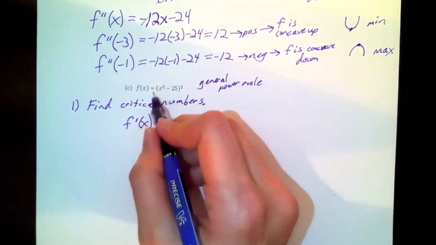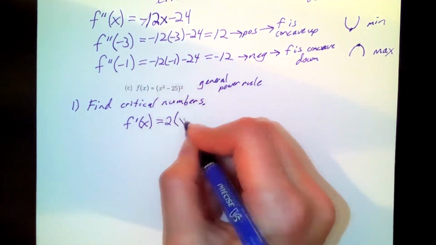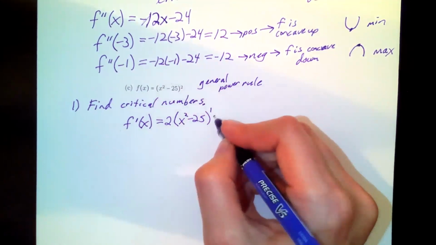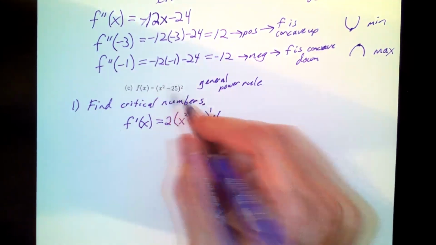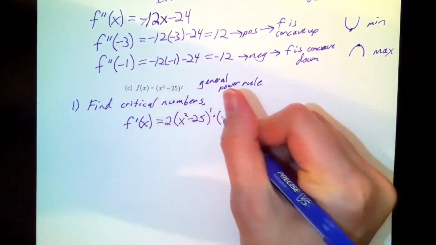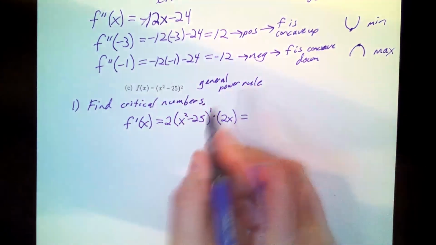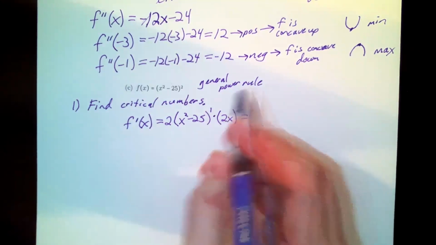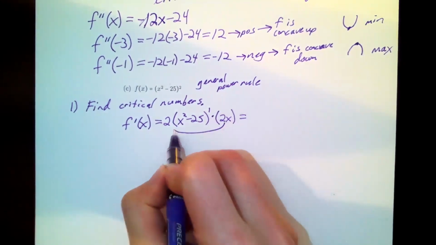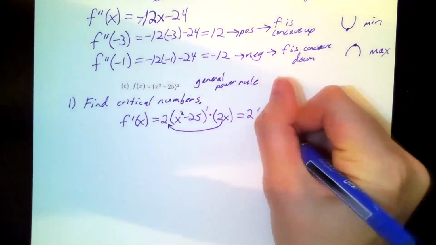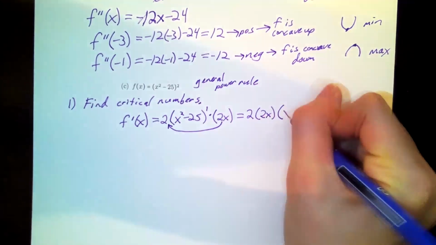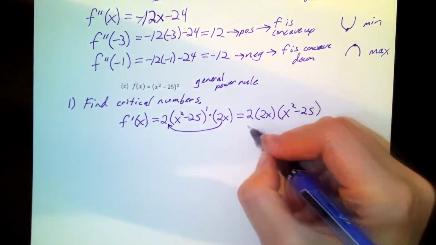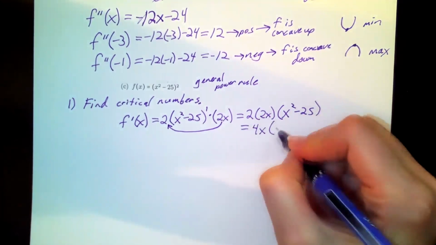So let's do it. We got 1 times 2 is 2. Leave the inside alone. Decrease the power by 1, and then multiply by the derivative of the inside function. The derivative of x squared minus 25 is 2x. So I'm going to clean this up just a tad, because we're going to do algebra with it. Let's take this 2x and scoot it to the front. This is 2 times 2x times x squared minus 25. Which, if you multiply the 2 times the 2x, that's 4x.